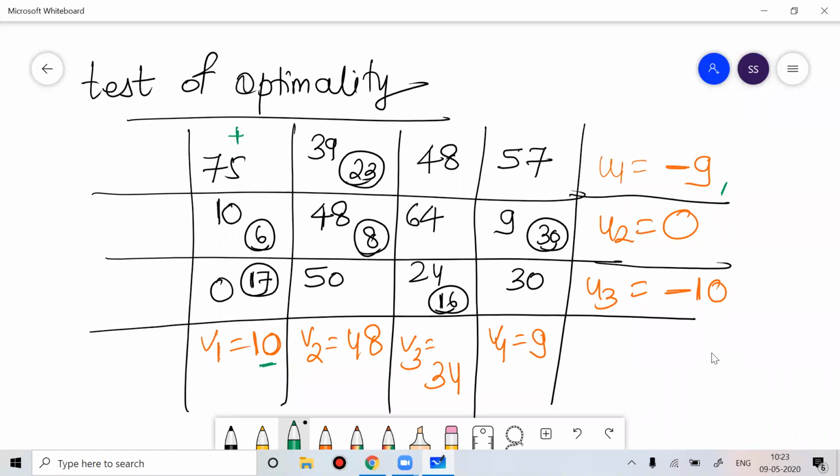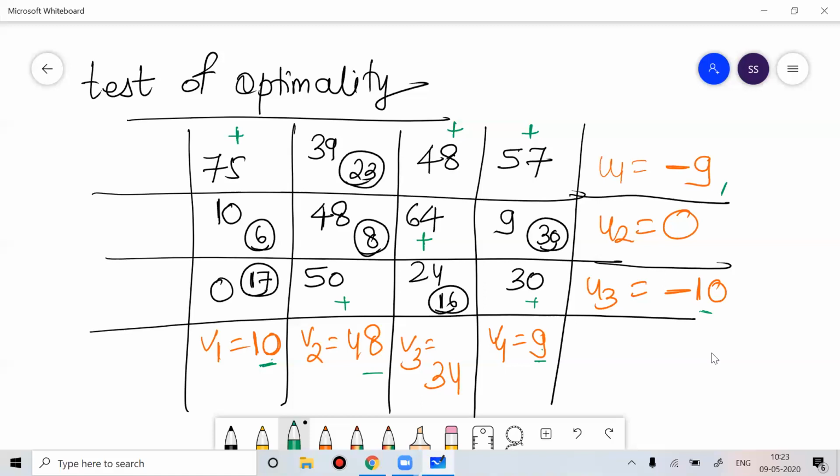Then 34 minus 9 is less than 48 only, so this should be positive only. Now plus 9 minus 9 is 0, so this should be positive only. Now 34 plus 0 is 34, 64 minus 34, that should be positive only. Then 10 minus 10 is 0, so this is occupied. So 48 minus 10 is 38, so this should be positive only. Now 9 minus 10 is minus 1. So 30 minus of minus 1, that should be positive.